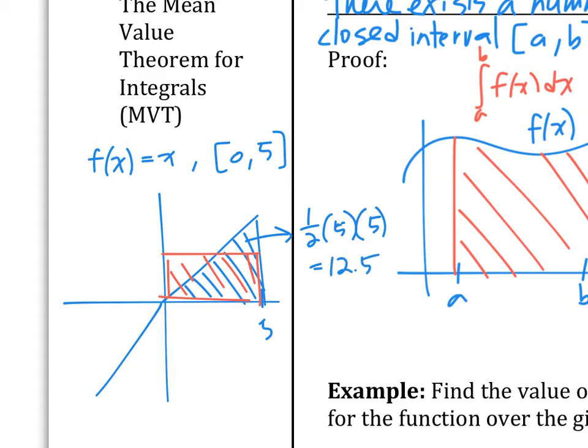There must be another place where you have the same width, right? So this width is 5 times some height. You must have 12.5 as well. The height is 2.5. So at 2.5, you have the same height as the integral.